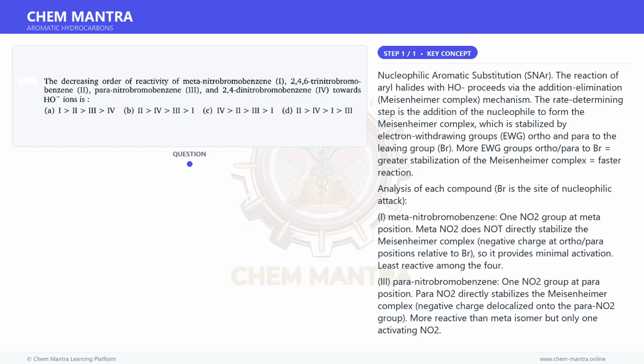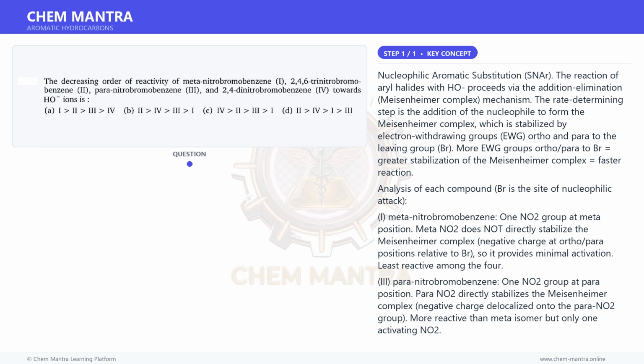3. Para-nitrobromobenzene, 1 NO2 group at para position. Para NO2 directly stabilizes the Meisenheimer complex, negative charge delocalized onto the para-NO2 group. More reactive than the meta-isomer, but only one activating NO2.